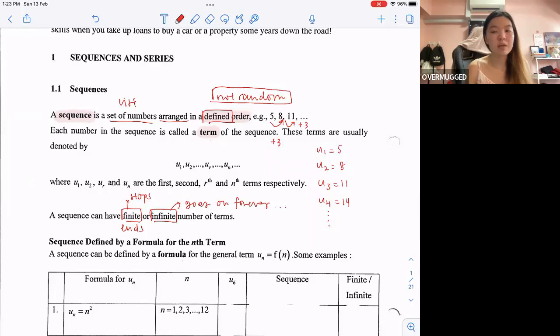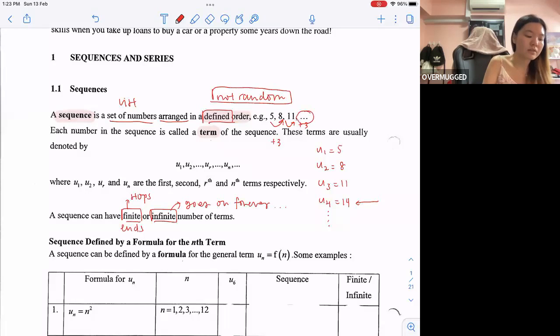So you can have a sequence that maybe ends only at 14, so there's only 4 terms of the sequence. But you can also have a sequence that goes on forever and ever, just dot, dot, dot. It will go on forever.